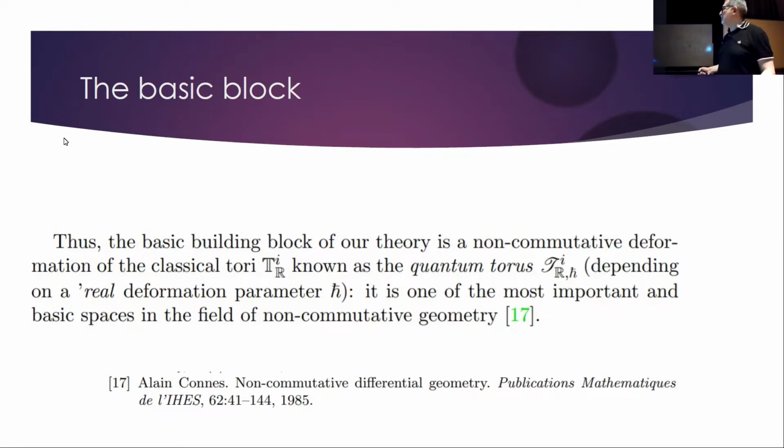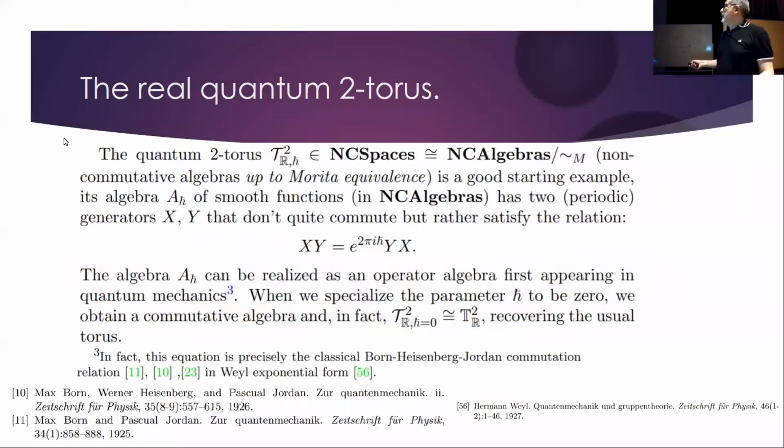And it's interesting to consider a complex deformation parameter, but unlike Maxime yesterday, we'll use just a real deformation parameter. This was pointed out by Alain Connes as early as 1985 as an important example in non-commutative geometry. So the quantum 2-torus is a non-commutative space. You could use the right categories or whatever version of non-commutative geometry you like, but just for shorthand, we'll use non-commutative algebras, with Morita equivalence.